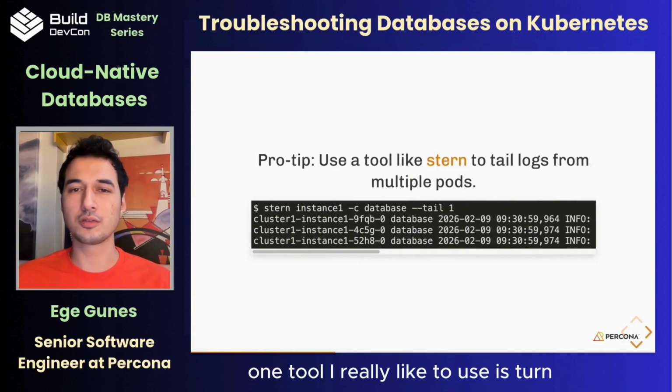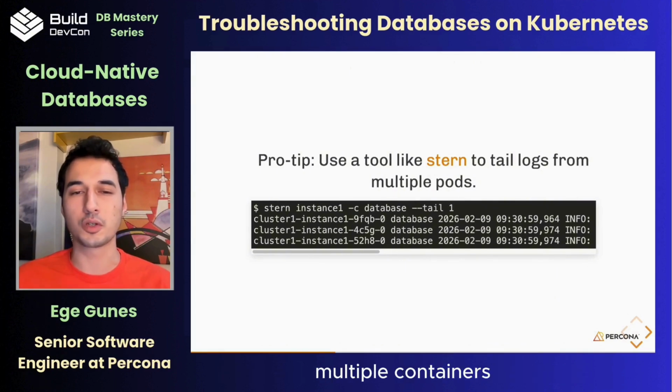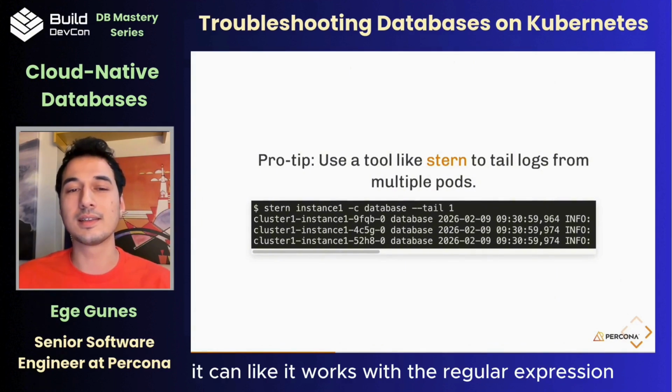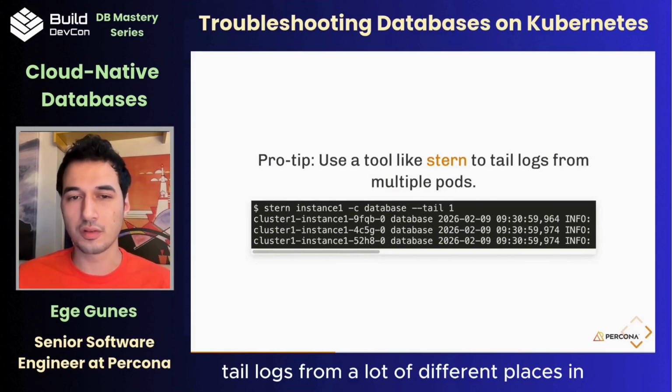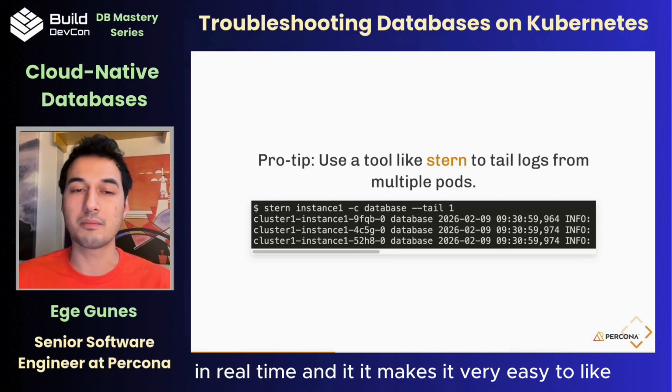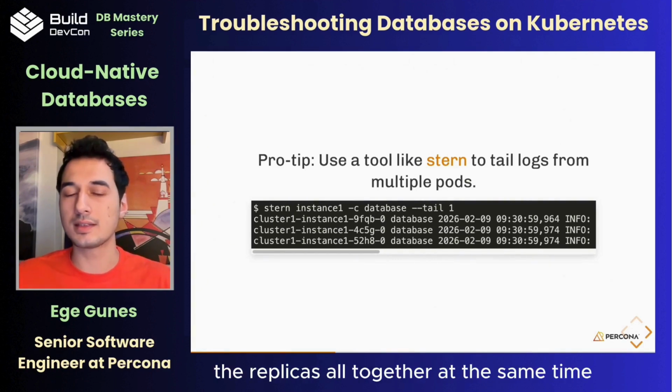One tool I really like to use is Stern. It lets you tail logs from multiple pods and multiple containers. It works with regular expressions, so you can tail logs from a lot of different places in real time, and it makes it very easy to tail logs from the primary and the replicas all together at the same time.